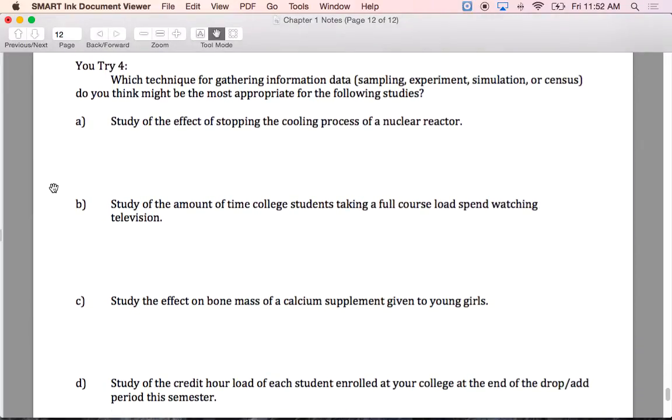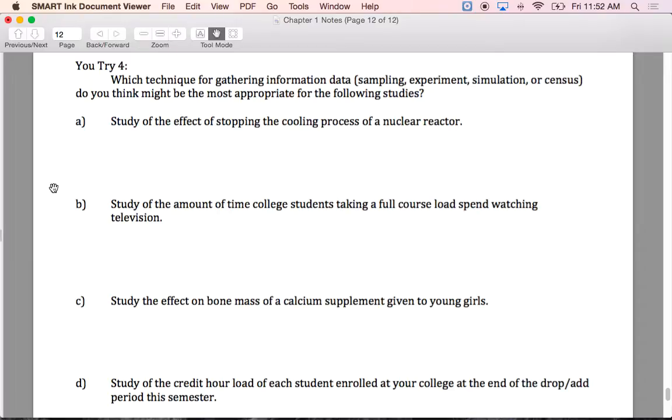Okay, so we just went through a couple different terms here. I want you to stop the video. I want you to look at these four and tell me if you think it's a sampling, experiment, simulation, or a census. So you should have paused the video and all of your answers should be written. So we're going to go through it together now.